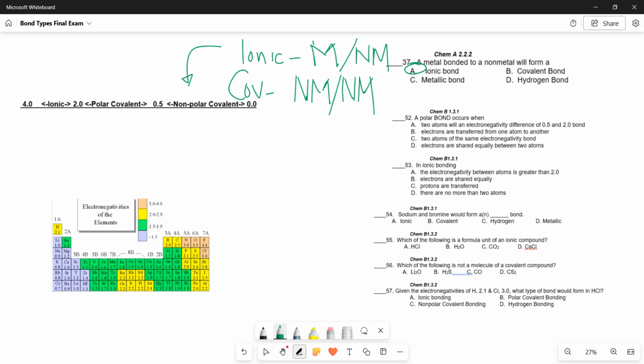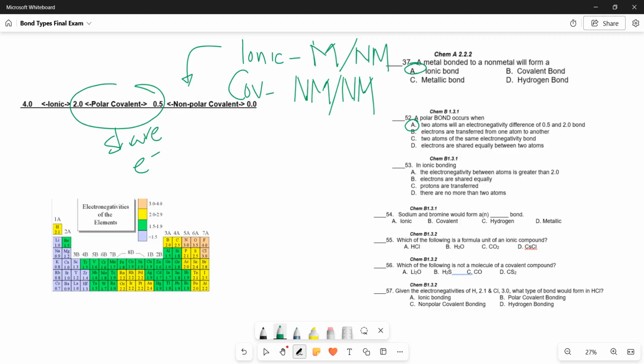52, a polar bond occurs when? Okay, so a polar bond is this section right here. And they're sharing to get an octet. And so let's look at our choices. A, two atoms with an electronegativity difference between 0.5 and 0.2. This is a yes, but let's just check the other ones.